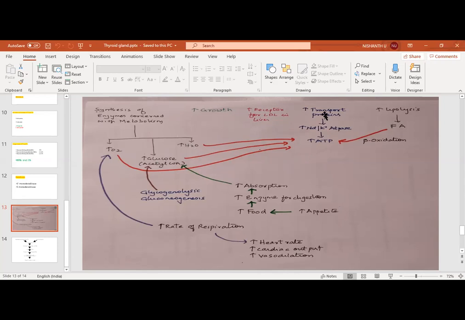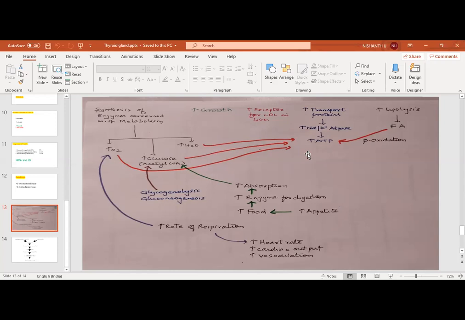Then continuously, more amount of sodium potassium ATPase, it demands more ATP. That means your mitochondria is unable to handle that much demand. When demand becomes more and supply becomes less, then what happens? The mitochondria slowly starts to enlarge. The size of the mitochondria will increase to meet the demand because it requires producing more ATP. That's why it starts to enlarge.